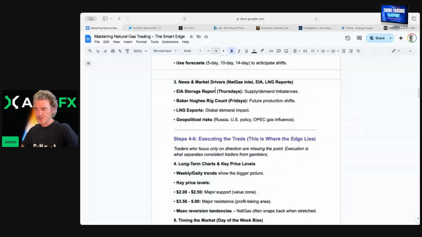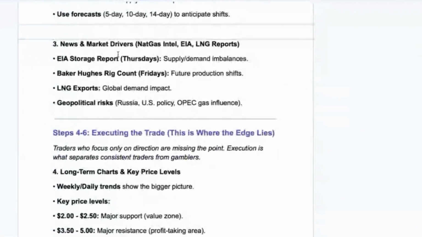Now, let's talk about news. There's the EIA storage report on Thursdays, which shows how much natural gas is in store. And once again, it's a supply and demand situation. If there's too much gas in storage, it will tend to drive the price down. Too little gas in storage, the price will tend to go up.